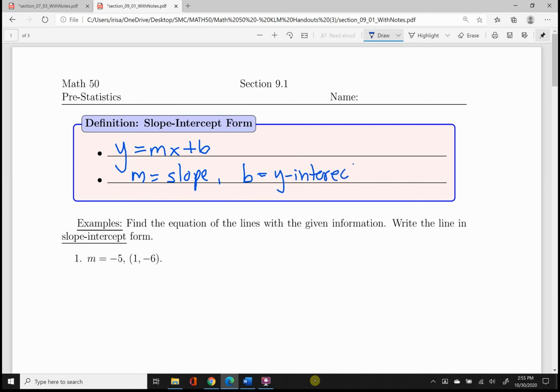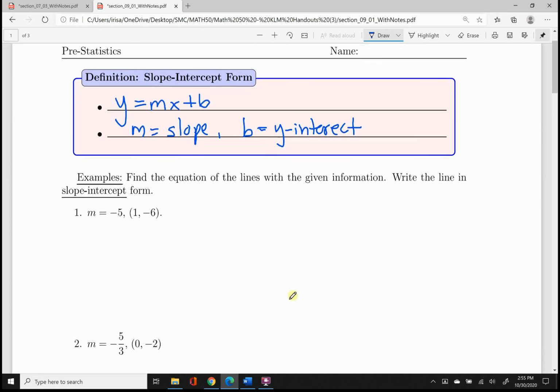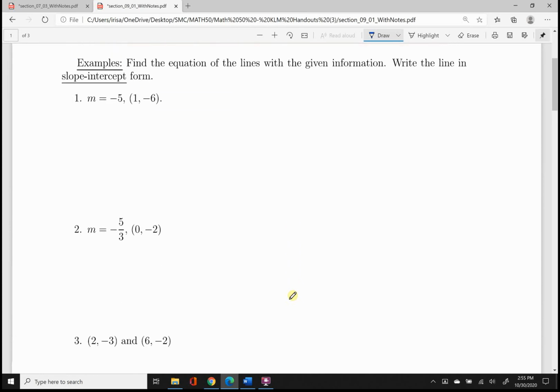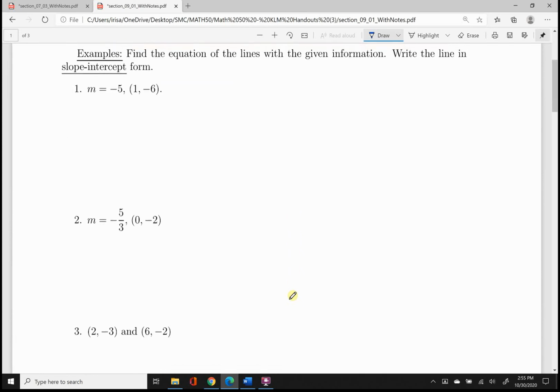Just to be clear, b is the y value of the y-intercept, which is technically an ordered pair. (0, b), it's a point. Okay, great. So let's go ahead and use this stuff and practice figuring out the equation of the lines that meet certain criteria. Like for number 1, for instance, we're given a slope and an ordered pair. So we actually need the point slope formula, or that's one way that we could tackle this.